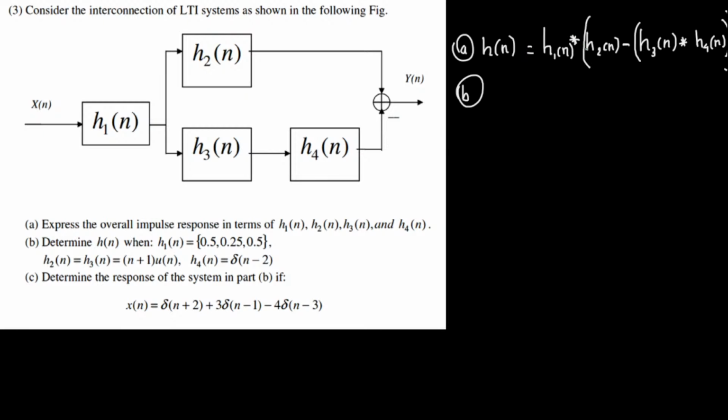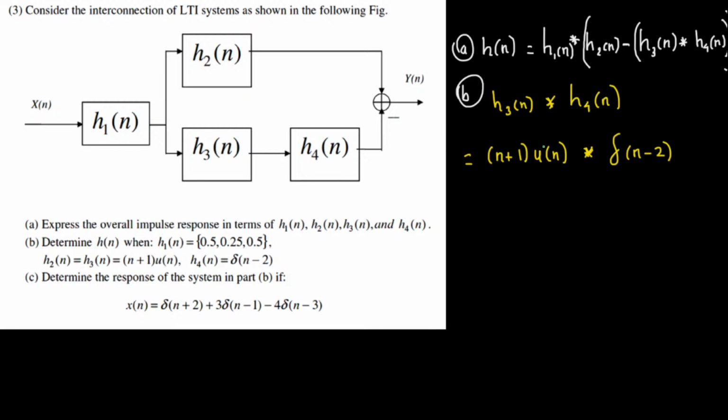In order to do this one, we are using this equation, but we can go one by one. We can take the h3 of n, h4 of n convolution alone and do that first, then we can subtract after, and so on. So h3 of n convolved with h4 of n: we know that h3 of n is given by n plus 1 u of n, and h4 of n is nothing but delta of n minus 2. Convolve this with delta of n minus 2.